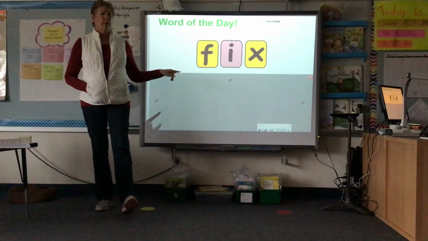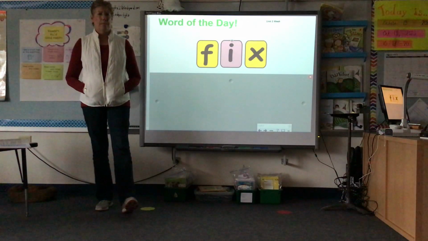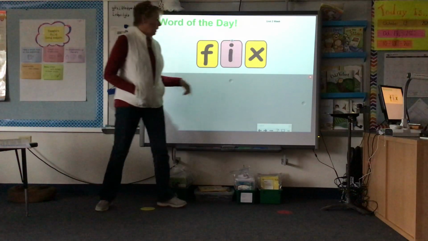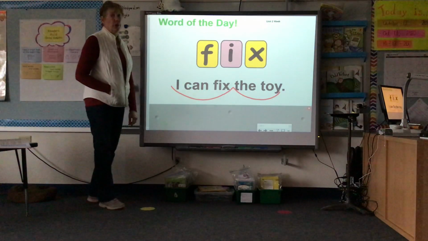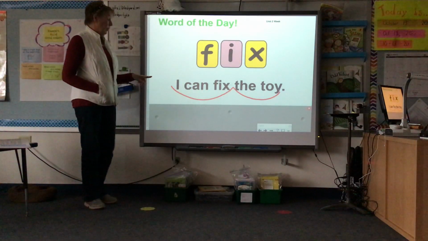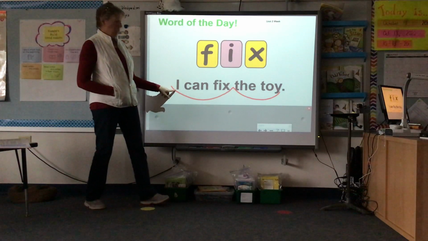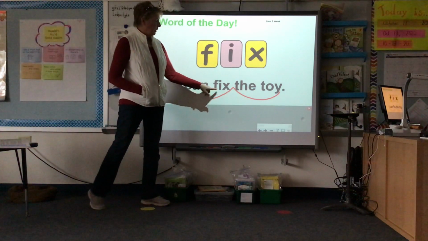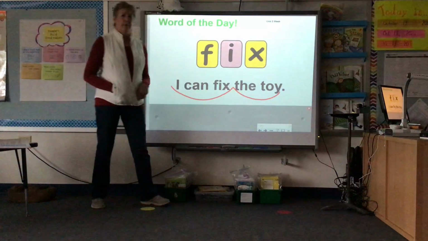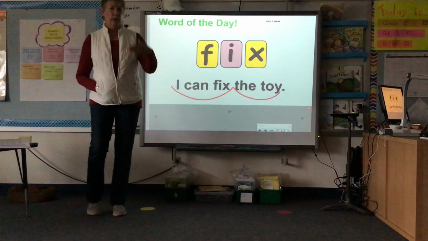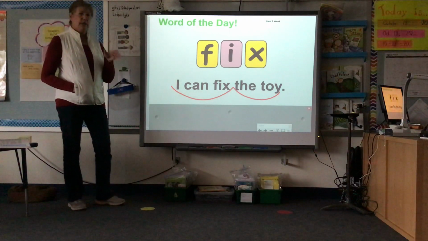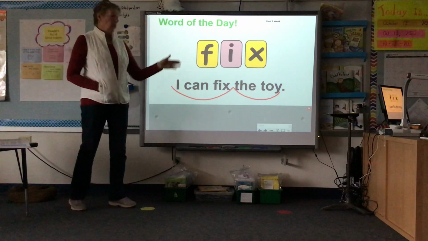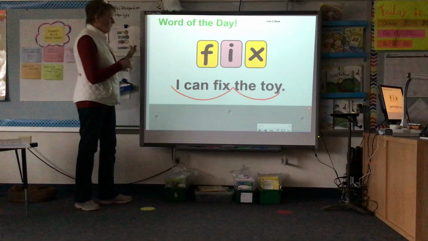I have a sentence here, I'll show you in a minute. You ready? So here's the sentence that I came up with. I'm going to read it to you. If you can read it, that's great, read it with me. I can fix the toy. Now I read that sentence one word at a time. I'm going to read it again, and I know Mrs. Misak talked to you about scooping those words so we read it nice and smoothly.